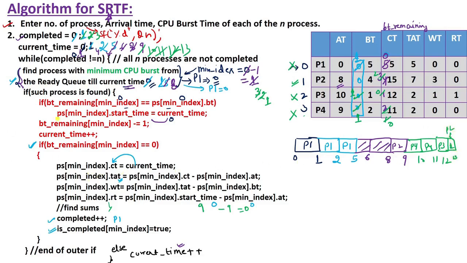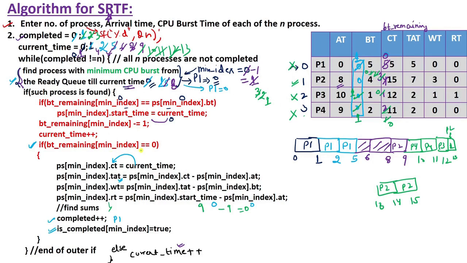Then again this process P2 will be selected, that is index number 1. Then we'll decrement it by 1, and so on. So at a particular point of time it will be 13. I'm writing it here, 13 to 14, P2. Then it will be 1, and at last at 14 again we will come here. We'll say P2 will run until 15. After 15, current time will be 15 and this will be made 0.